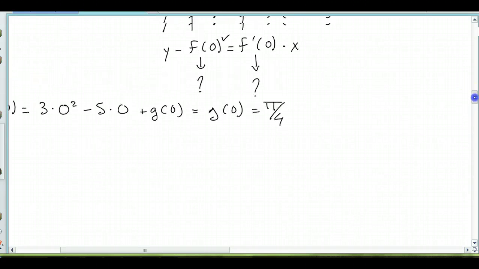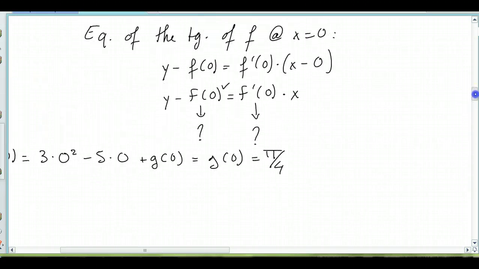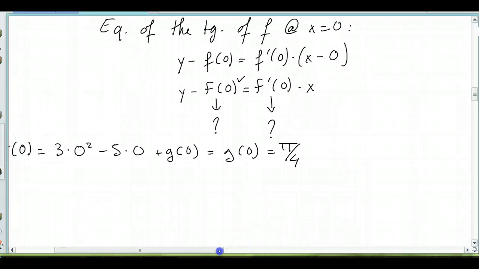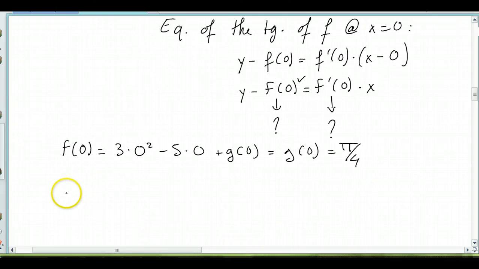Okay, so let's finish this problem. We have found g of 0, f of 0, sorry, we need f prime of 0. Okay, so to get f prime of 0, of course, we need f of x. Do not look at this to tell me that f prime of 0 is 0. This is just the output at 0.